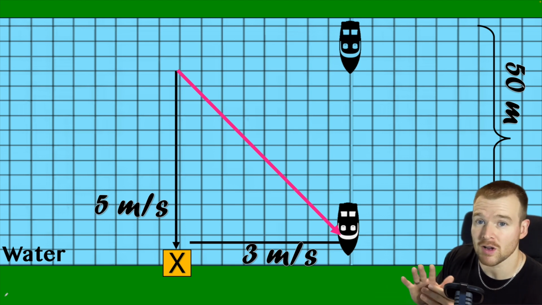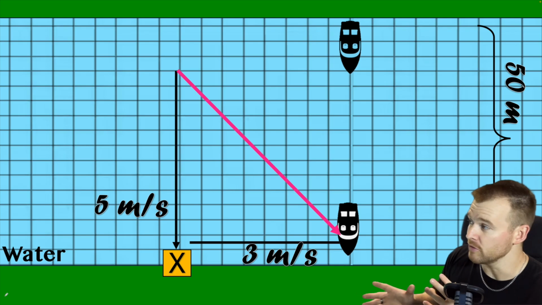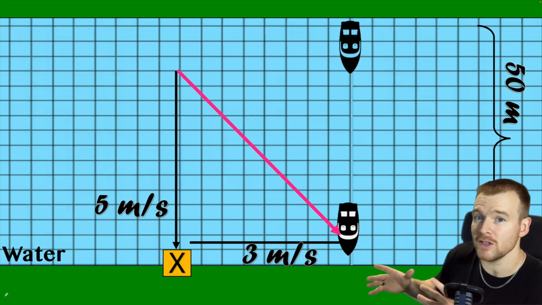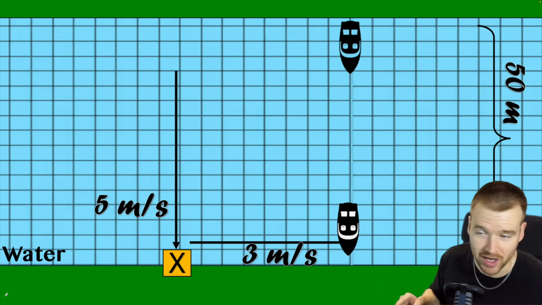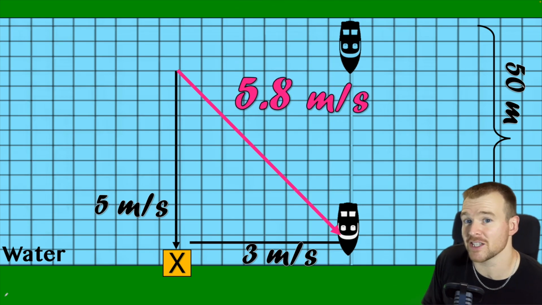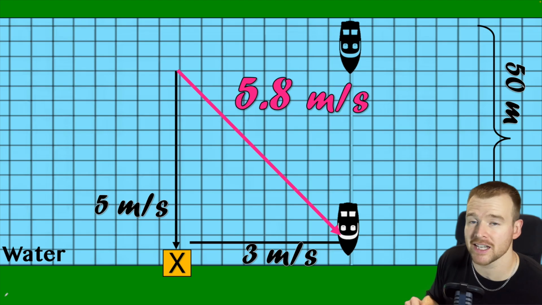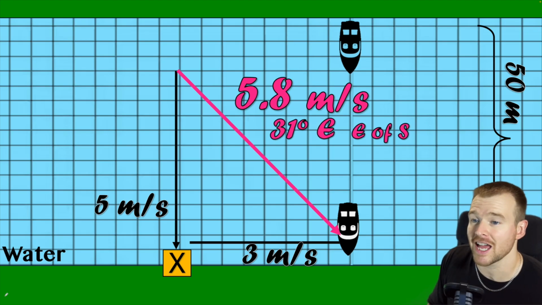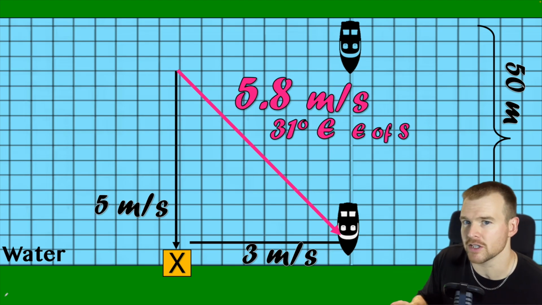Relative to the shore means relative to something stopped or not moving, or from this overhead view, how fast do you see it actually going? Going along this line, we can use the Pythagorean theorem to say it is going at 5.8 meters per second. Use tan to give its direction at 31 degrees east of south. So that's its velocity relative to the shore.